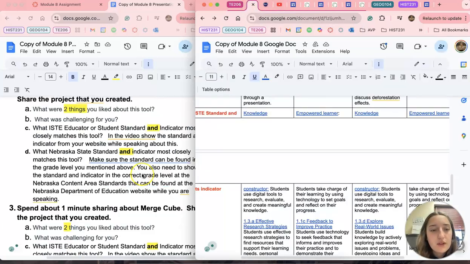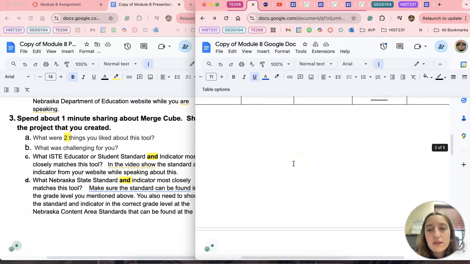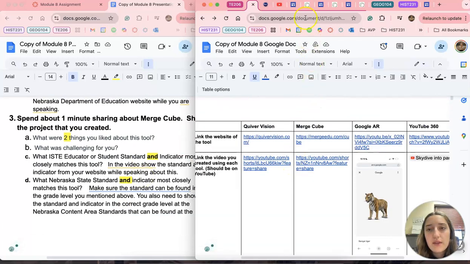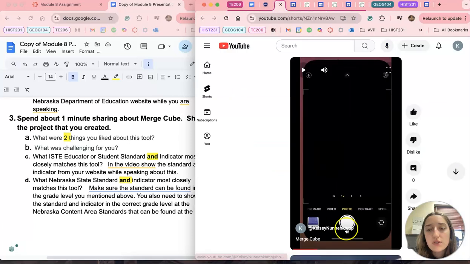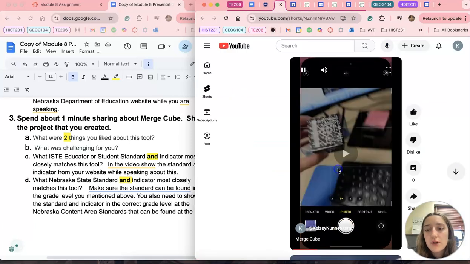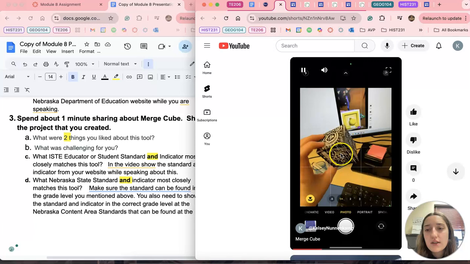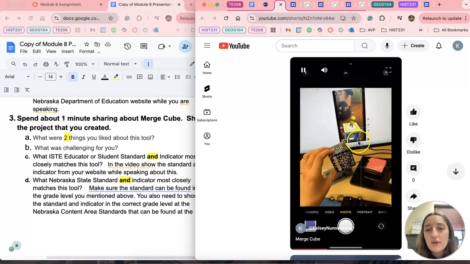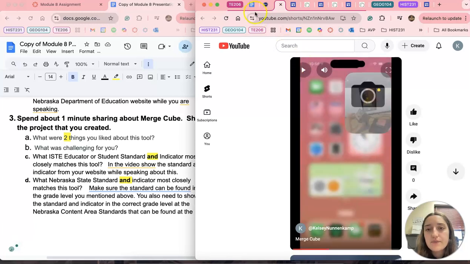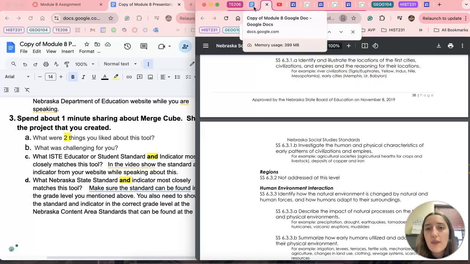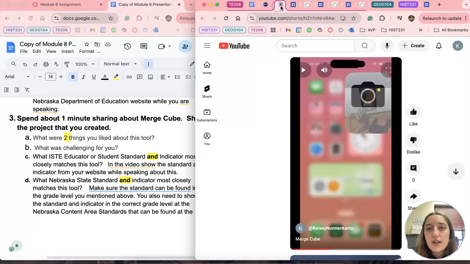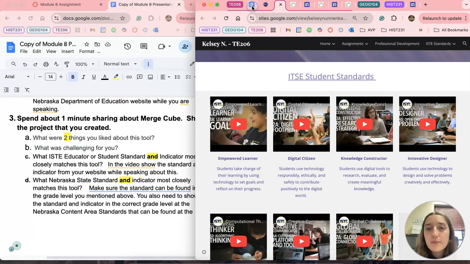Okay. Next is the merge cube. This one I had the most challenges with, and my app wouldn't work. But here it is, and there's a video that I saw what it was supposed to be. So I fought that one for a long time and then just decided to give it up.